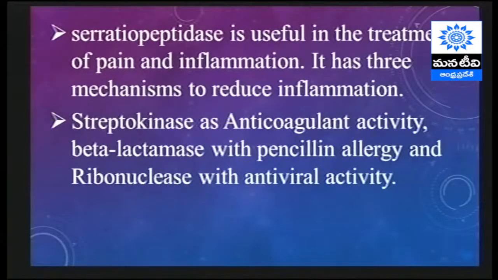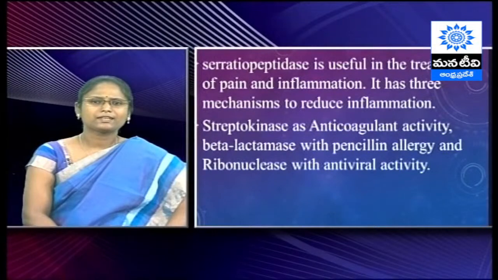And next is Streptokinase. Streptokinase is an enzyme used for its anticoagulant activity. Generally, during blood infections by Staphylococcus aureus, it tends to release the coagulase enzyme. This coagulase enzyme tends to cause clotting of the blood. So, due to the clotting of blood, there is no free movement of oxygen, and the patient may die due to the lack of oxygen.